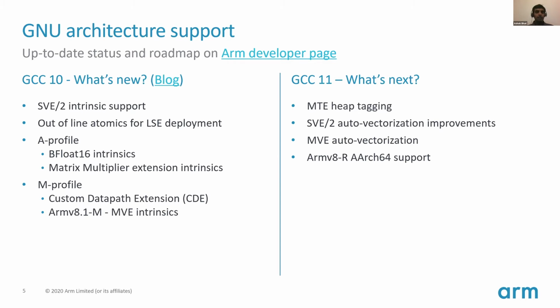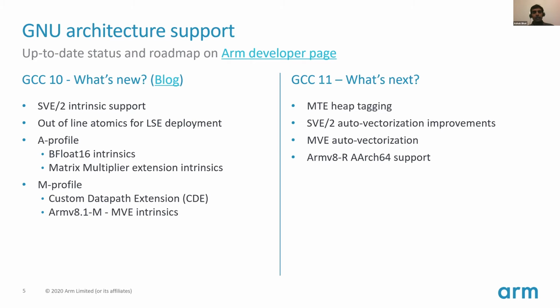This has since then been backported to GCC 8 and 9 and has been found quite successful and useful in Neoverse N1 deployment so far. Then we added 8.6 support. So this is basically bfloat16 and matrix multiplier extension, both intrinsics for A profile. For M profile, as you saw in the previous slide, we added custom data path extension and MVE intrinsics.